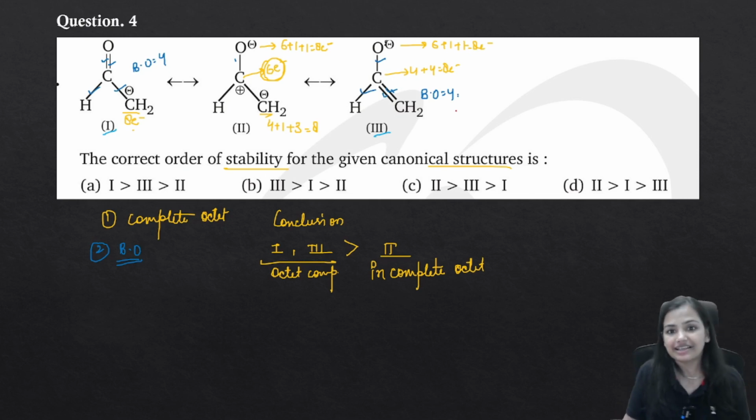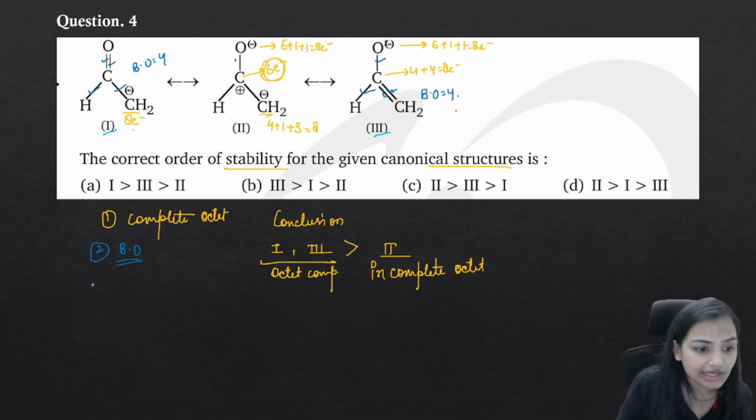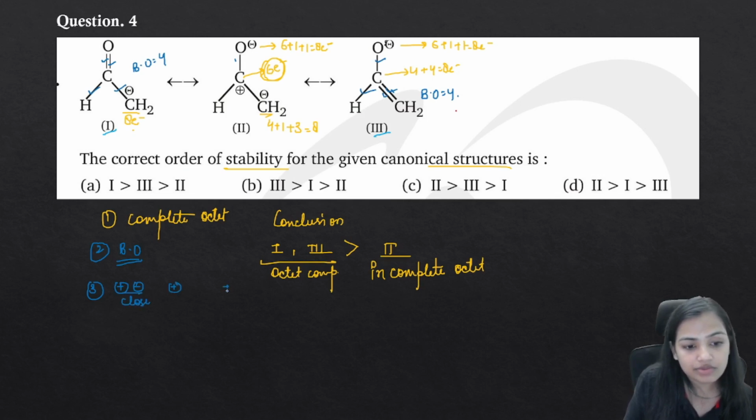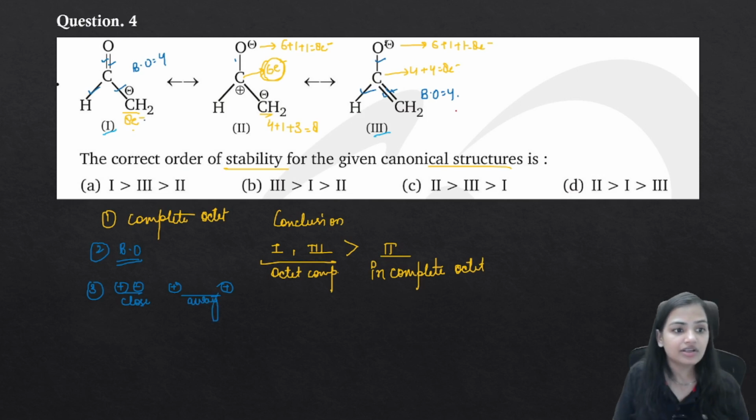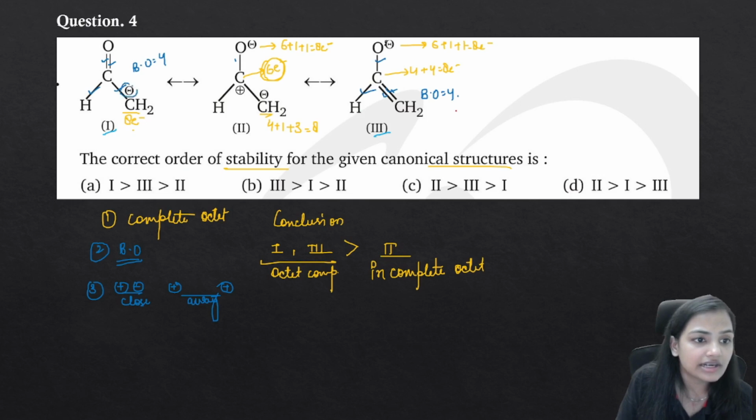What would be the next point? The next point is that like charges must be away and opposite charges must be closer. So this was our third point. Is this valid for any of the structures? In structure number 1 and 3, we have only one charge, that is negative. There are no two charges. So no, this point is also not valid.